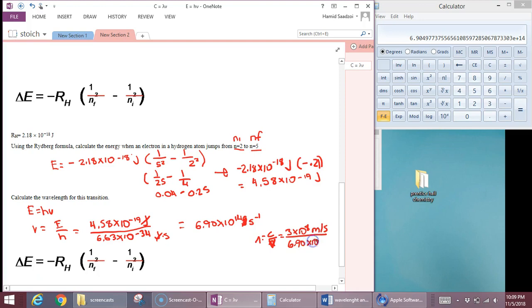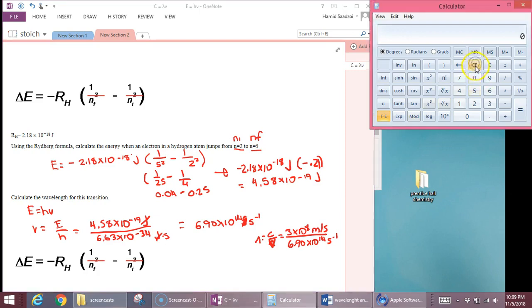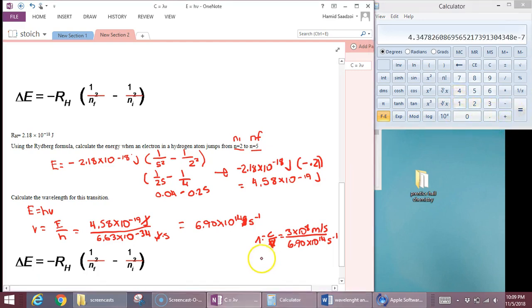3 times 10 to the 8 meters per second divided by 6.90 times 10 to the 14th seconds to negative 1. So clear this out, 3 exponent 8 divided by 6.90 exponent 14. So we get this as 4.34 times 10 to negative 7 meters.